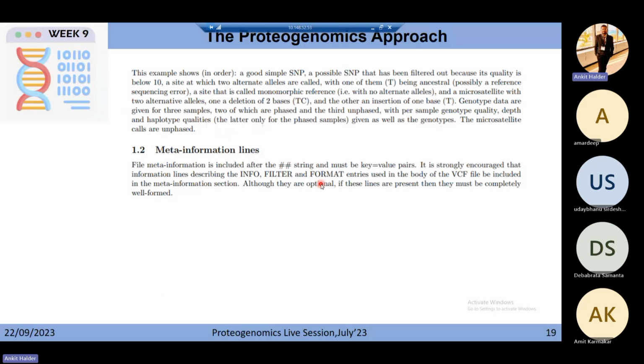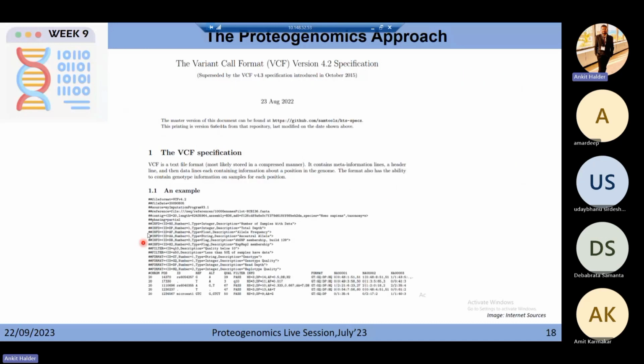From that VCF file alone you would be able to understand what the variants are, and you would not have to rely on any tool or software; you would be able to figure out what the cause is. File meta information is included as key equal to value pairs. That information, INFO, FILTER, FORMAT in the VCF file, is included in the meta information section. So this is talking about this particular section.